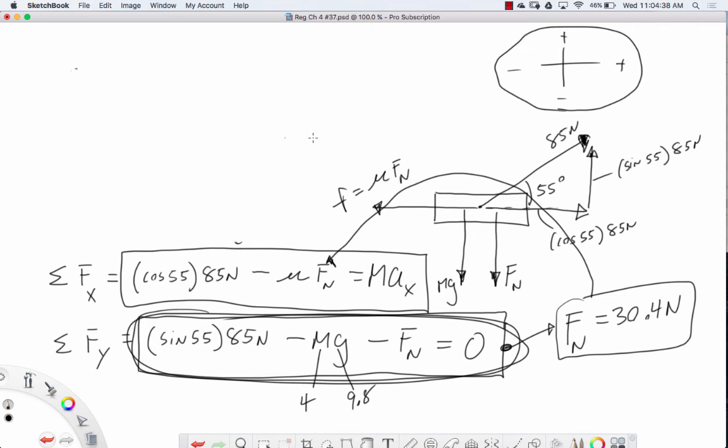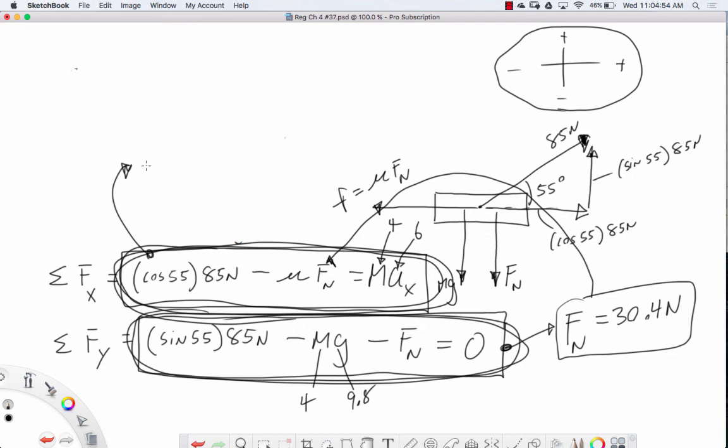Okay, so now, do we know what m is? Yes, it's 4. Do we know what a is? Yes, it's 6. If you look at this equation right here, we have everything except for what? Mu. Take this equation, do the algebra, solve for the coefficient. If you punch the numbers in correctly, you get a coefficient equal to 0.81. And that's the answer.